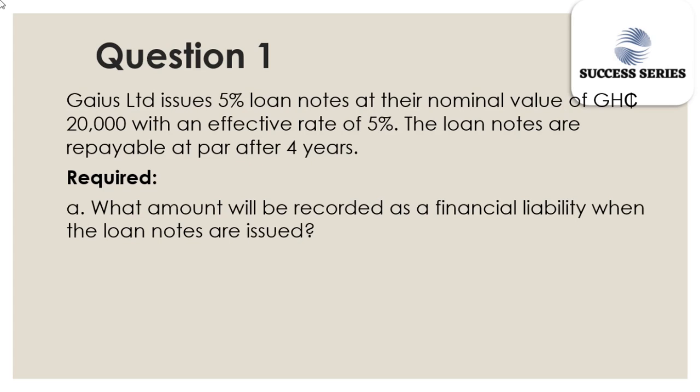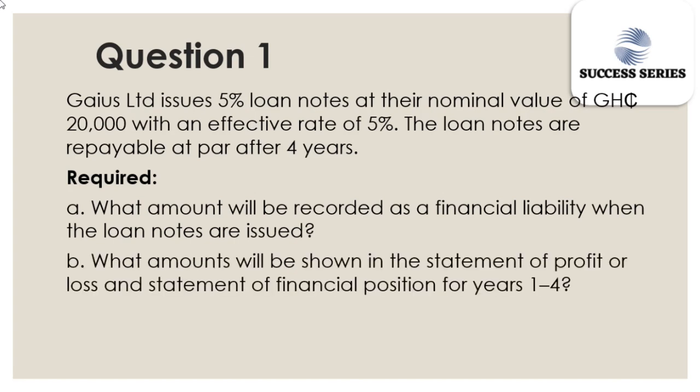Now remember that this is talking about the initial measurement. So the initial measurement will be fair value and then we adjust the transaction cost based on a subsequent method. Here, we are going to use the amortized cost approach. Why? We have been given the effective interest rate. If the effective interest rate has been given to you and any method has not been stated, you use the amortized cost approach. Then B is telling us: what amount will be shown in the statement of profit or loss and statement of financial position for years 1 to 4? Let's dive into our solution.